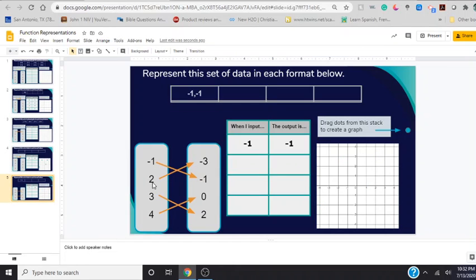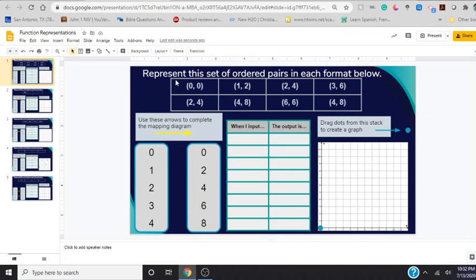And here it starts with the mapping diagram. So use this information to create the rest of the data. So here's an example. 0, 0, that means 0 is dating 0. Okay, who's 1 dating? 2. Okay, so I need a line going from 1 to 2. We have a 2 dating a 4. We have a 3 dating a 6. And we have a 4 dating an 8. Okay. Easy. The mapping diagram was done.